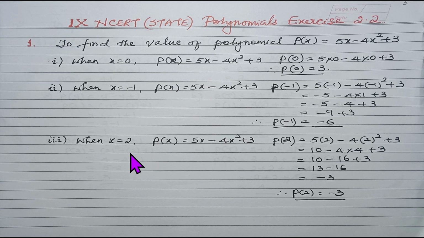When x is equal to 2, wherever x is there, put 2. So it will be 5 into 2 minus 4 into 2 square plus 3. 5 twos are 10, minus 2 square is 4, 4 fours are 16, and plus 3. It will be 13 minus 16, that is minus 3.